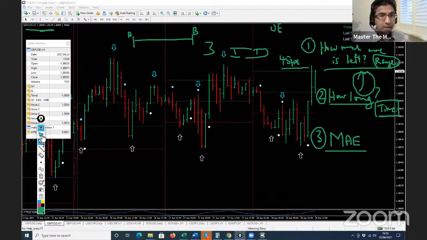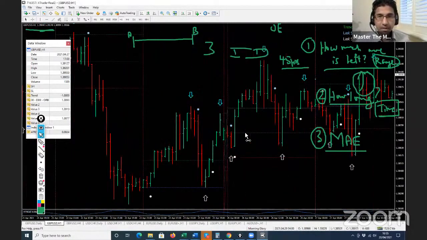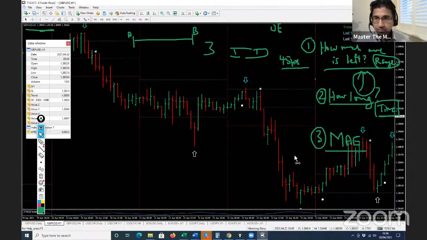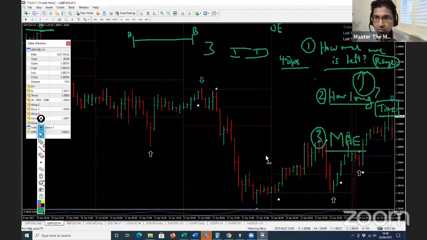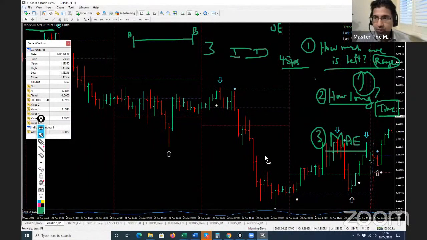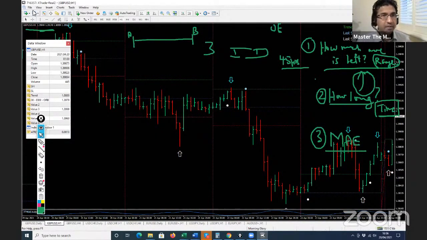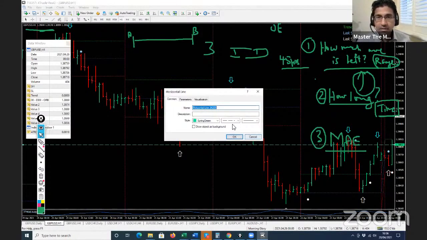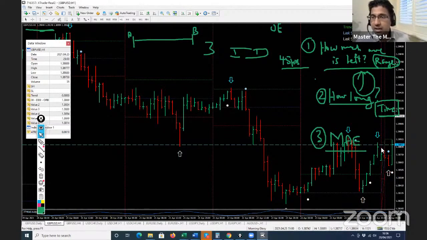Let me explain in this example here. Let me just move this out of the way. Let's say, for example, we take this move over here. Let's say I entered on this particular point here on this blue line. Now, all you have to see is how much did it move against you, or how much did you go below that blue line before getting to your target.